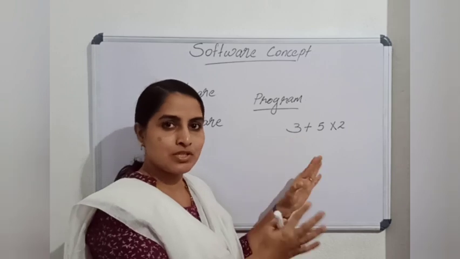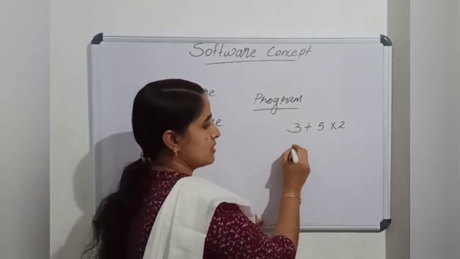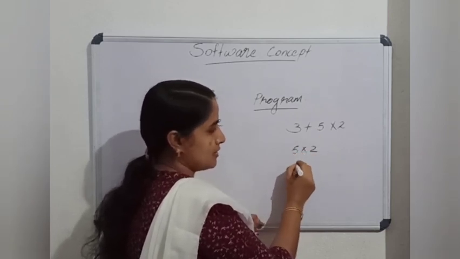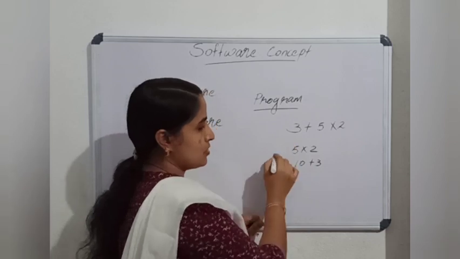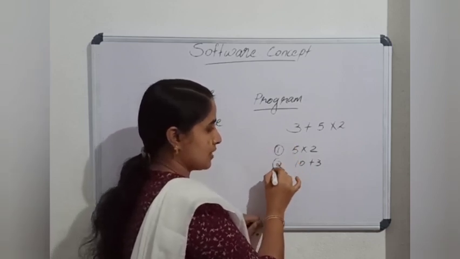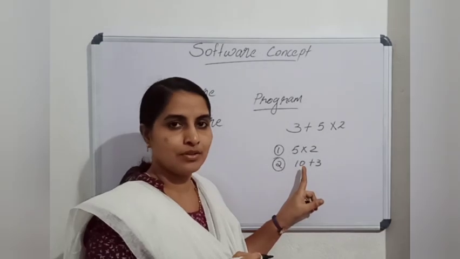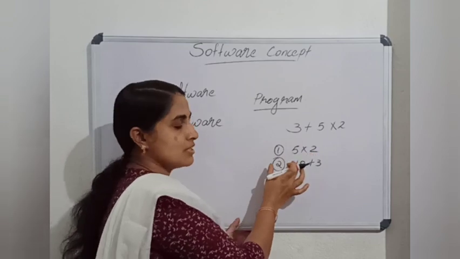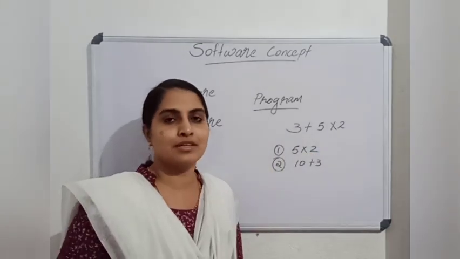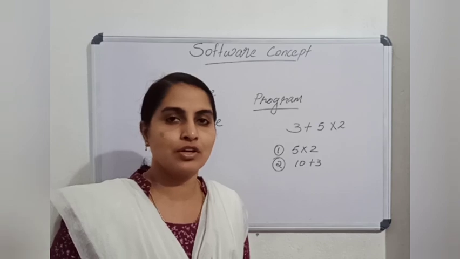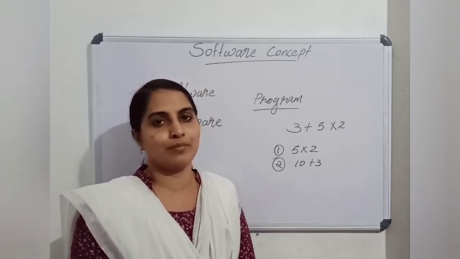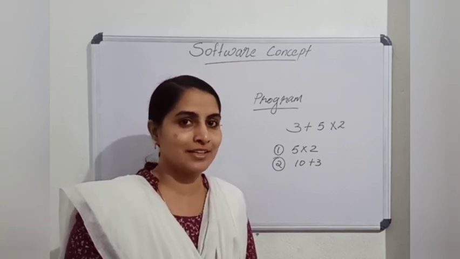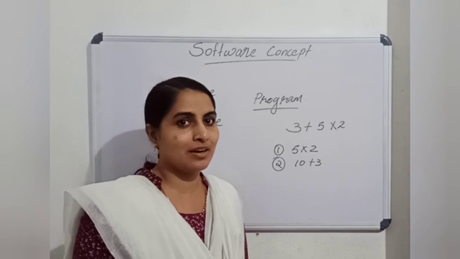So what is the sequence of operations? First is 5 into 2 and next is this result, that is 10, plus 3. So this is the first step, this is the second step. This can be written as a computer program by following the sequence. So a computer program is a sequence of instructions to solve a particular problem. You are going to become programmers. We have a beautiful language to learn, that is Python, that is coming in the next classes.